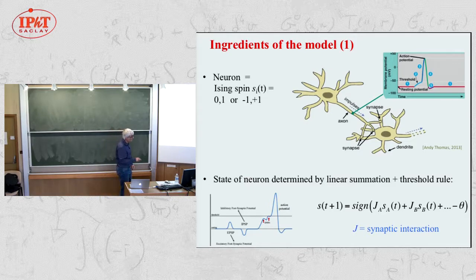If we have the states of activities of all neurons, A, B, C, and so on, then these activity variables, which are 0 or 1, are summed up and weighted by some synaptic coefficients, J_A, J_B, and so on. They are compared to some threshold, and if the sum is above the threshold, then the neuron becomes active. Otherwise, it remains silent. Okay? So this is the idea of the model.